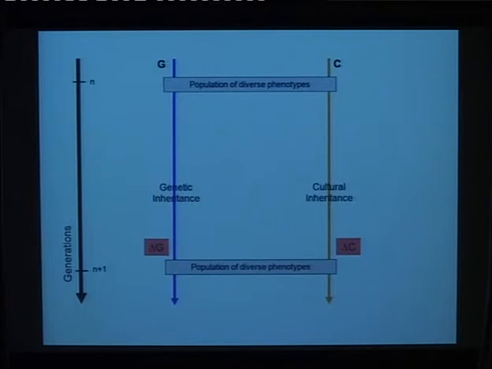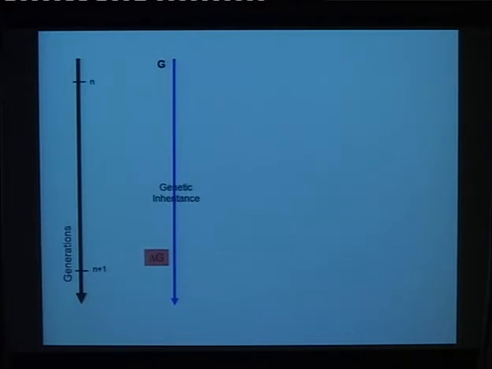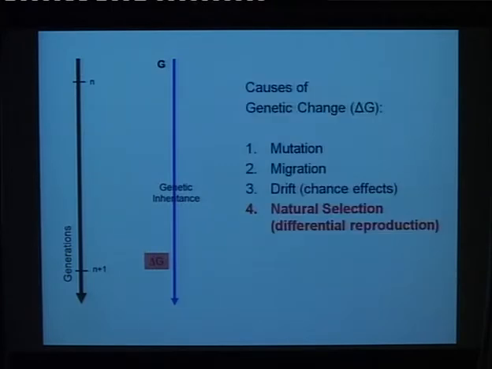A change in the cultural ideas, beliefs, and so on across time. What causes delta G, delta C, and how do they interact with each other? Though this is the substance of a much more difficult and lengthy topic than I can get into, let me just say that the causes of genetic change are well worked out in Darwinian theory and include Darwin's main means of modification, natural selection, but also mutation, migration, and chance effects.